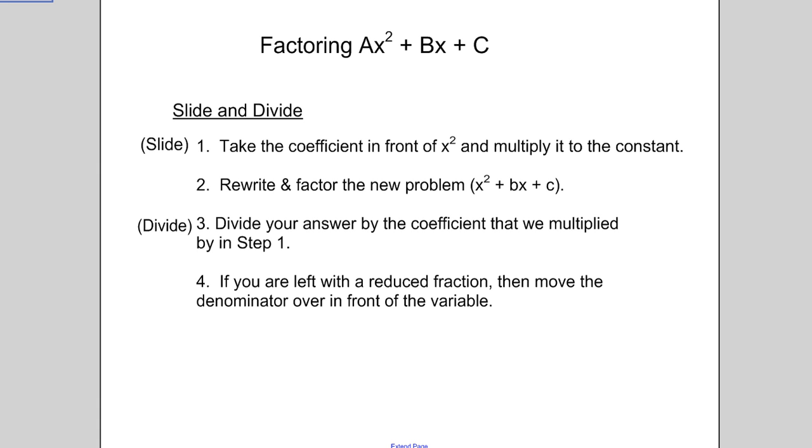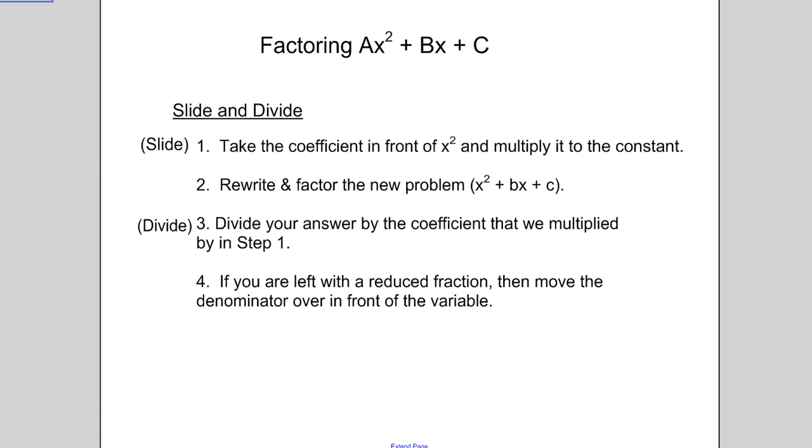So on today's factoring, when there will be a number in front of x squared, we will use the method called slide and divide. Now we're going to run through these steps, but it may not make much sense till we actually start working the problems. So to begin with, step one is where we get the name slide from. We are to take the coefficient in front of x squared, that would be our a, and multiply it to the constant. The constant would be our c.